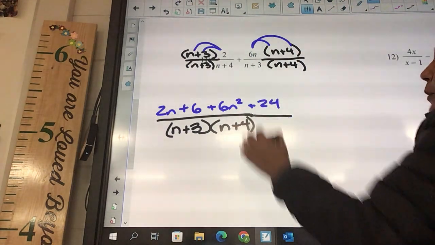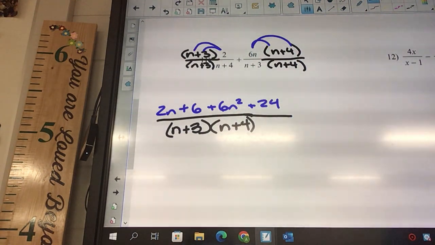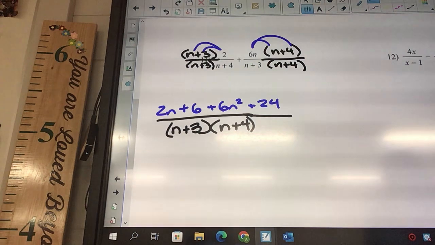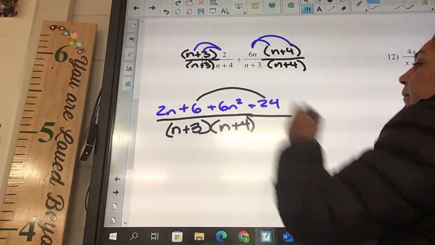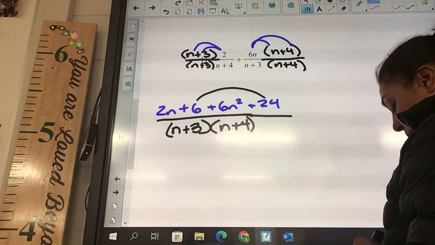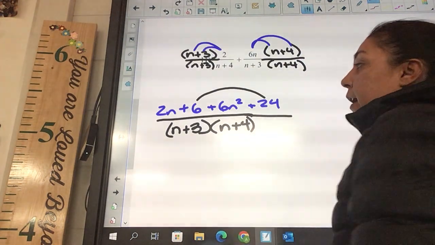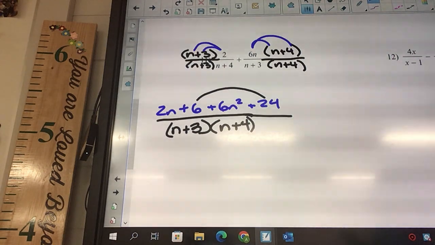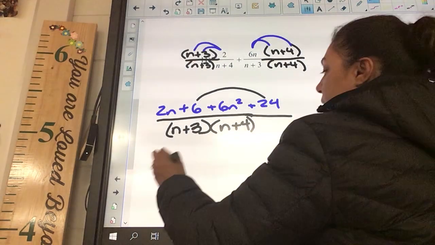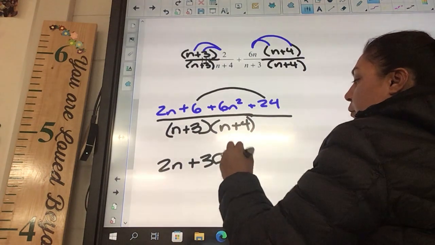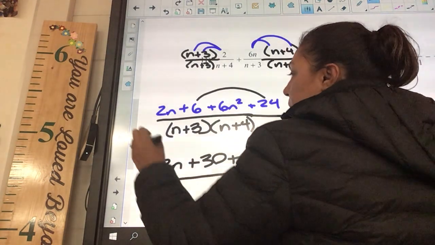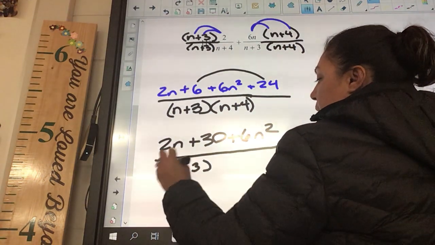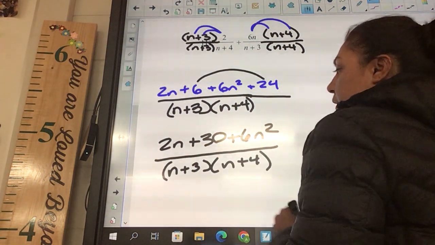The rest of this after this point is the same as what you've been doing. Okay, so what can we combine? The 6 and the 24. Okay. What is 6 plus 24? 30. Okay. Now, the order does not matter. If you write 2n plus 6n plus 30, or if you write 30 plus 6n plus 2, none of that matters, as long as all three of those pieces are up there. So I'm going to write 2n plus 30 plus 6n2. In the bottom, we're going to keep 100% the same. Nothing crazy is going on there.